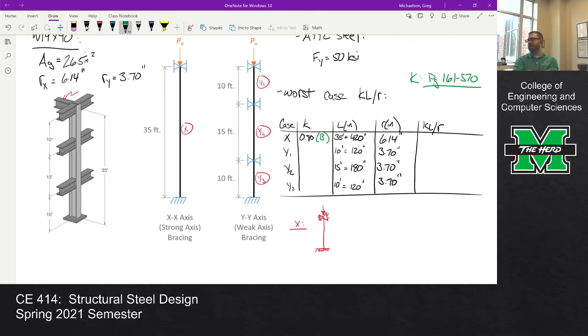All right. Assuming everybody's good with this, let me ask you a question. On the y-axis, is there any segment that is also going to have a k value of 0.8? The bottom one, Y3, exactly. So this is 0.80, and that's case B. All right? Now, for the remaining cases, does anybody know what the K value is going to be? 1, because they're both pinned on both ends. So this is one and one. Now, this is case D.